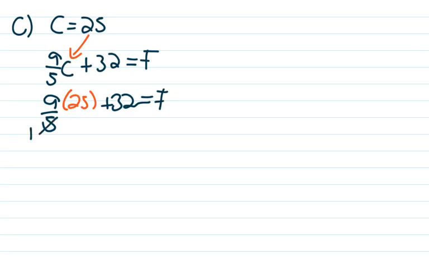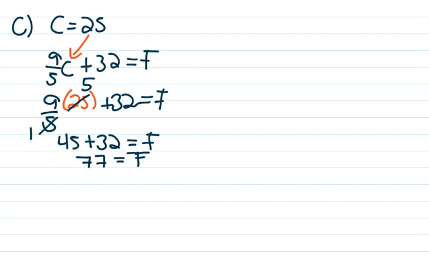I can cancel this out to be a 1 and a 5. 9 times 5 is 45 plus 32 equals F. 45 and 32 is 77 degrees Fahrenheit. I wanted to do it again.